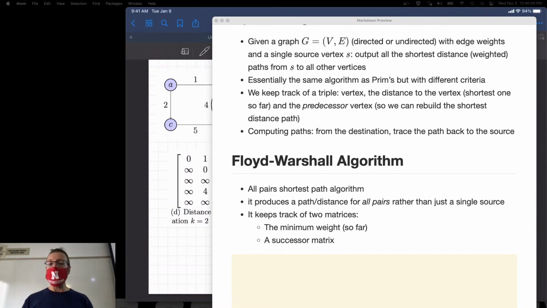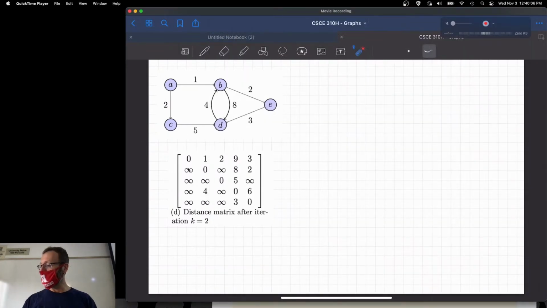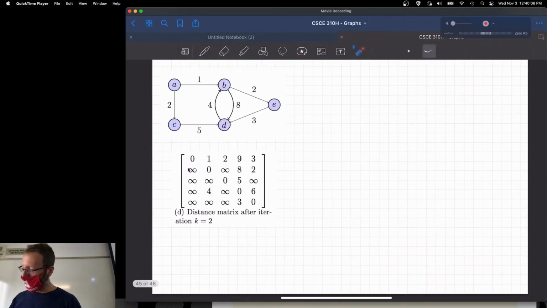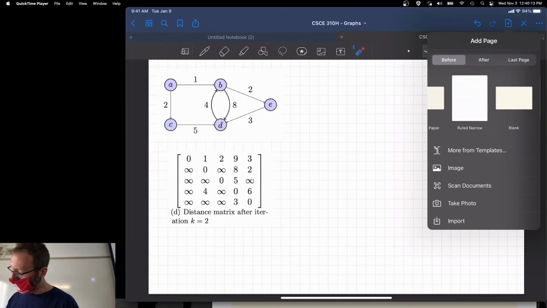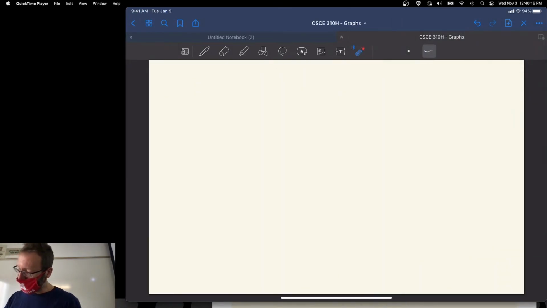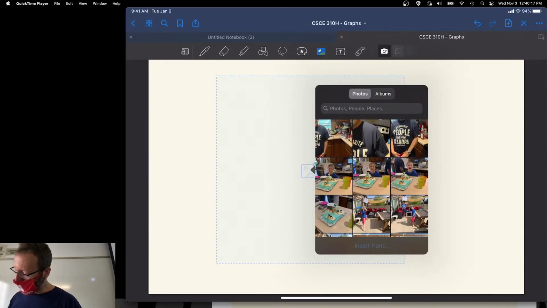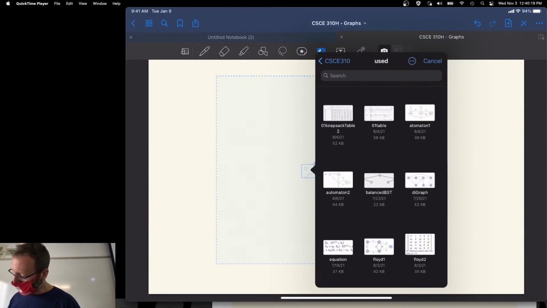All right, so here's the idea. Well, first of all, let's go ahead and take a before. Yeah, there we go. All right, and let's just take a look at this graph really quick here.